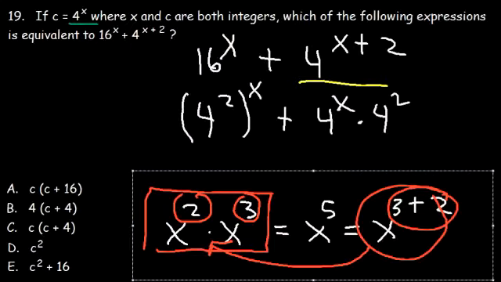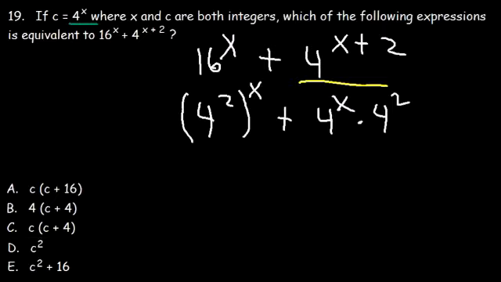So you need to understand that property of exponents in order to go from this step to this step that we have here. So now 4 squared raised to the x is the same as 4 to the 2x. Whenever you raise one exponent to another, you can multiply the two exponents.